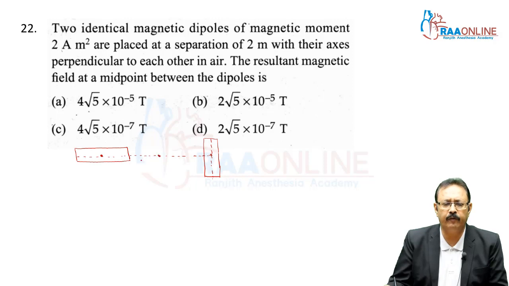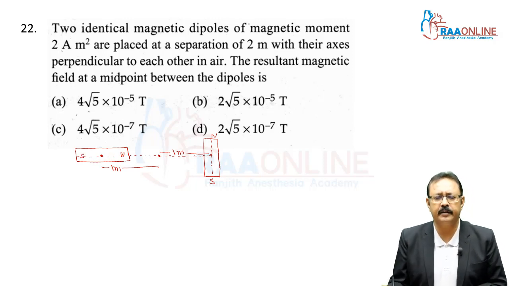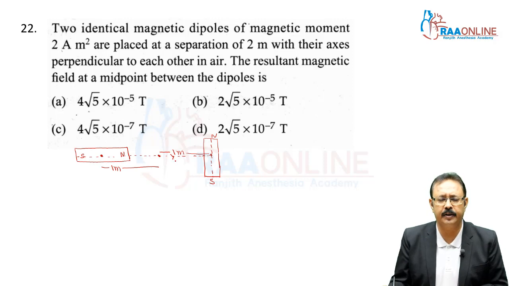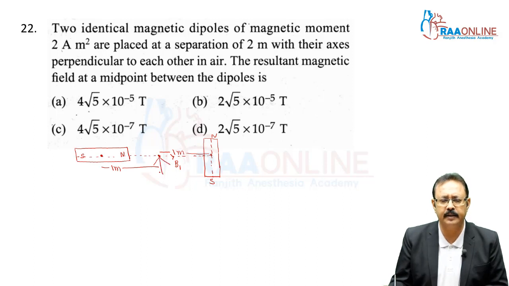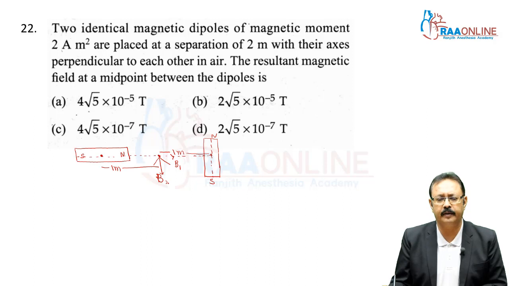Midpoint means 1 meter from this and 1 meter from this. Suppose this is its north pole and this is its south pole, and this is its north pole and this is its south pole. Due to this magnet, the magnetic field is in this direction. Due to the other, the north pole will repel and the south pole will attract, so the resultant is in this direction, B2. So B1 and B2 are mutually perpendicular.